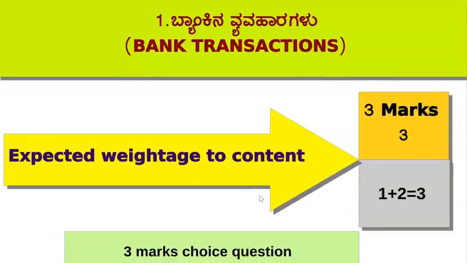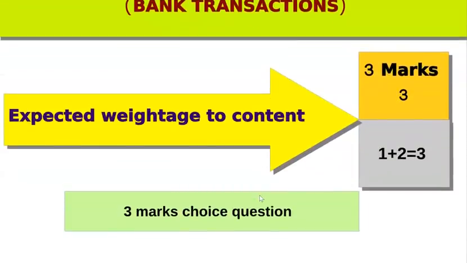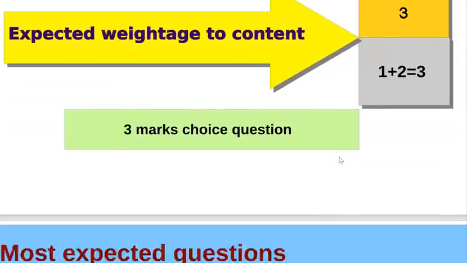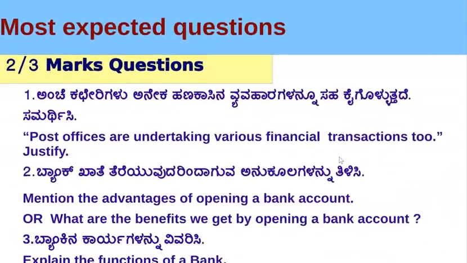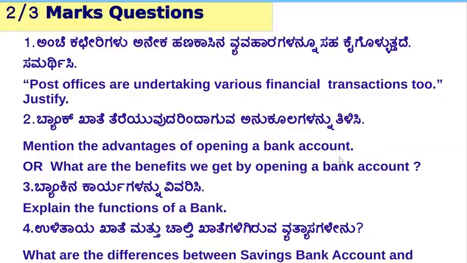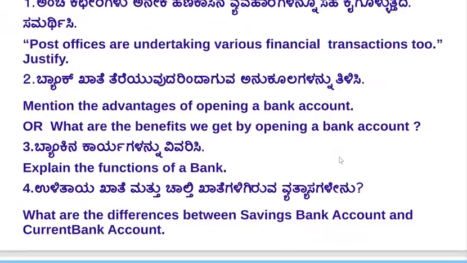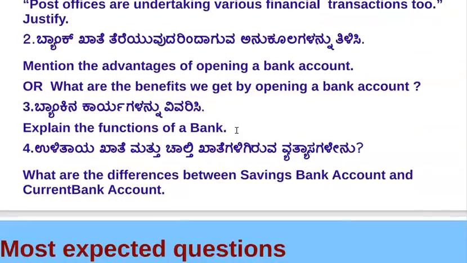Banking transactions. Expected weightage to content: 3 mark 1 question, if not 1 mark 1 question and 2 mark 1 question, altogether 3 marks. The questions are 2 or 3 marks. Post offices are undertaking various financial transactions. Justify. Mention the advantages of opening a bank account, or the same question can be asked in this form: What are the benefits we get by opening a bank account? Both are one and the same, but the way of asking the question is different.